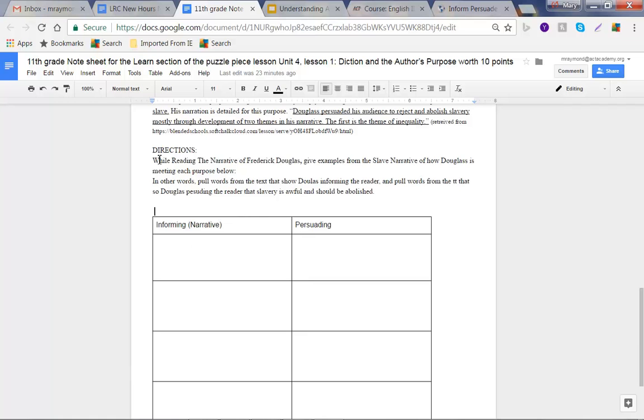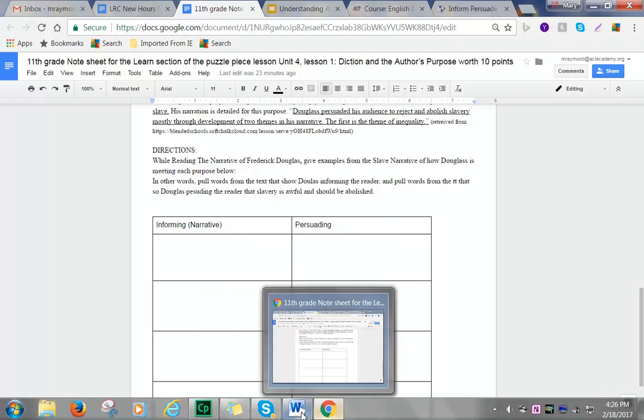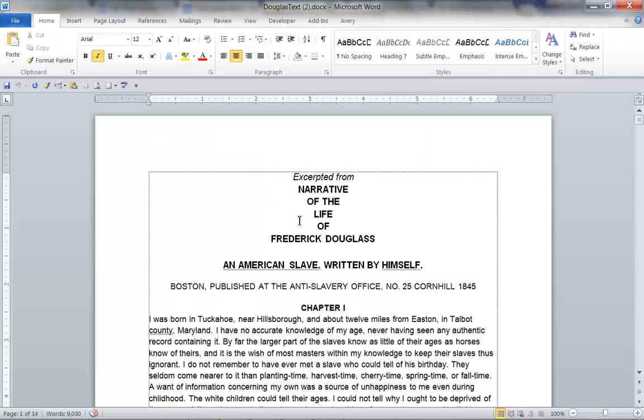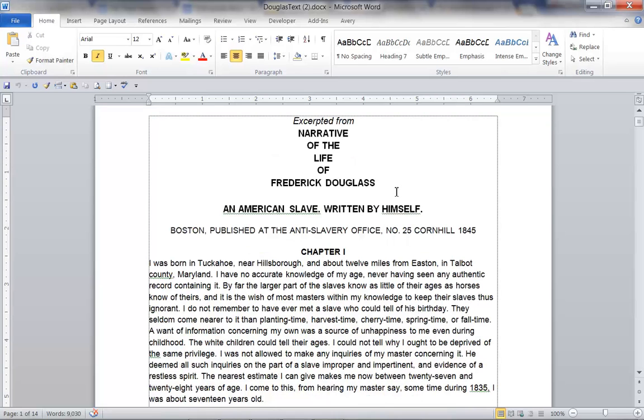Okay, so you are going to be looking at what's called the slave narrative by Frederick Douglass. I call it the slave narrative. That's another word for it. It's the narrative of the life of Frederick Douglass, who used to be a slave. He was a real man who really lived, and he wrote this.